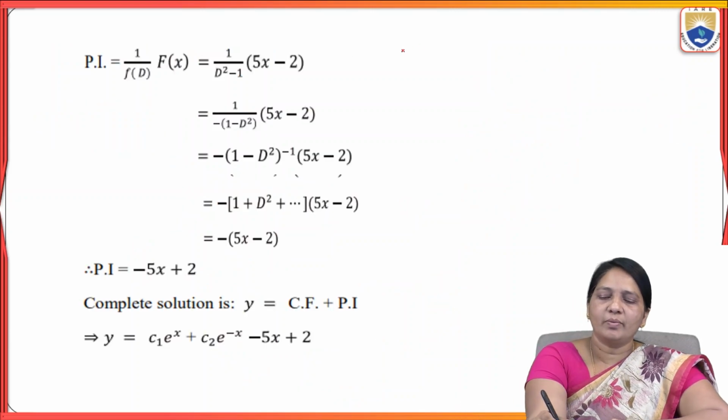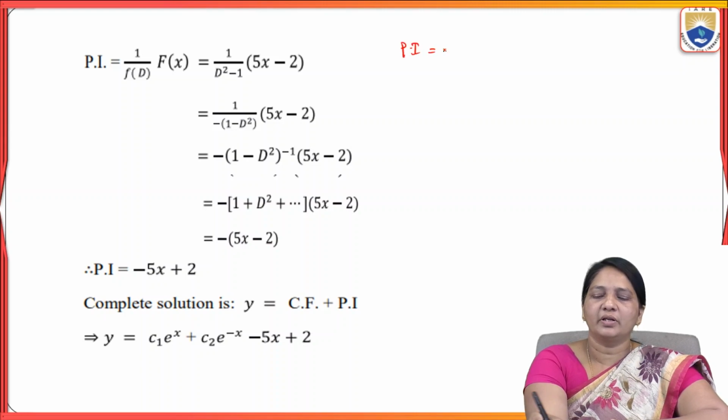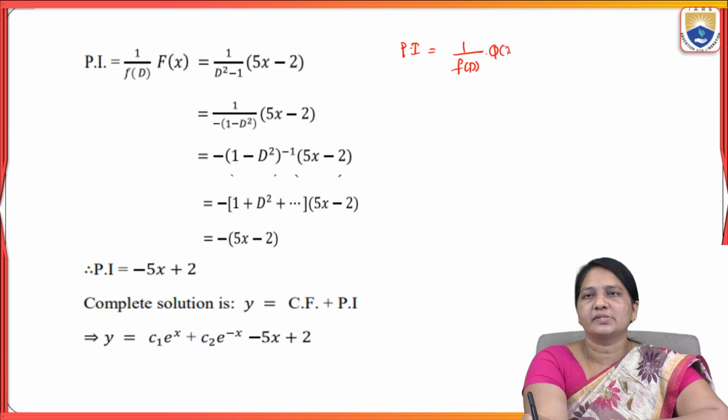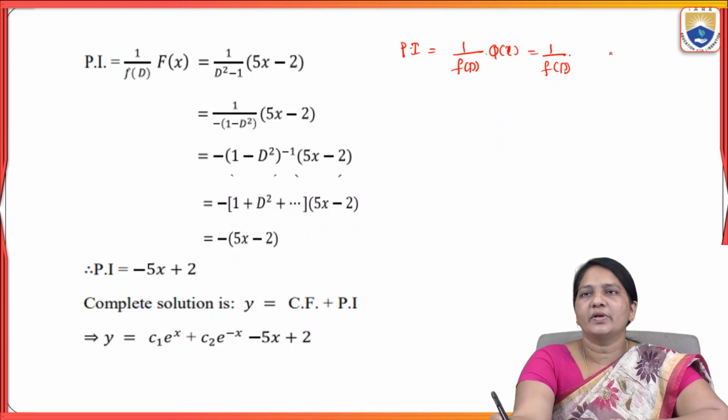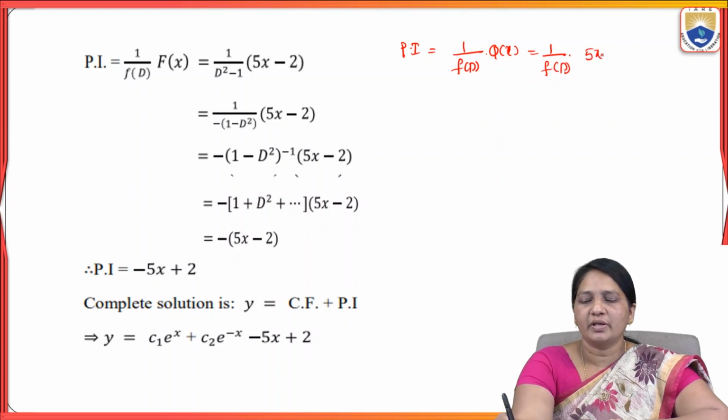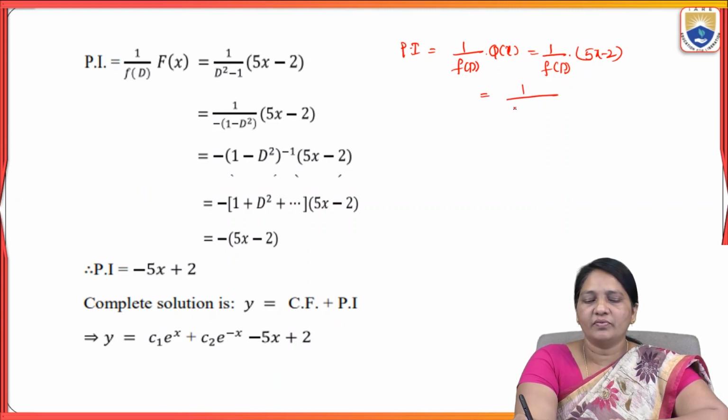See here, what is the formula for the PI? Particular integral equals 1 by f of D into Q of x. What is the Q of x value we are having here? The Q of x value is 5x minus 2. So what is the f of D? f of D is D square minus 1, into 5x minus 2.